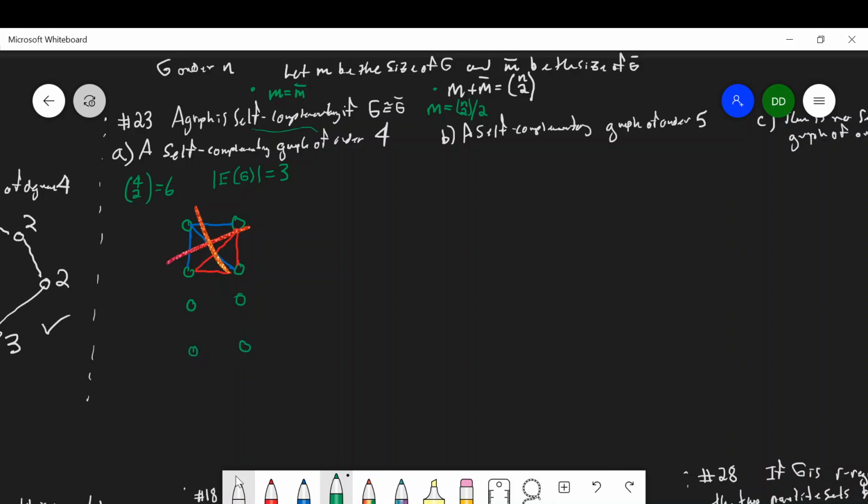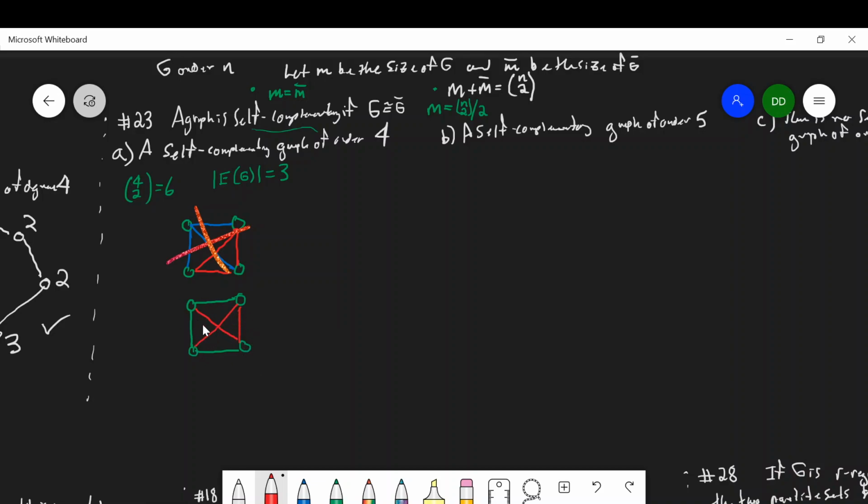How else can I put 3 edges in here? Well, what if I make a path? 1, 2, and then how about 3 like that? Then what'll the complement look like? I'll draw it in red. This one would be there, this one would be there, and this one would be there.